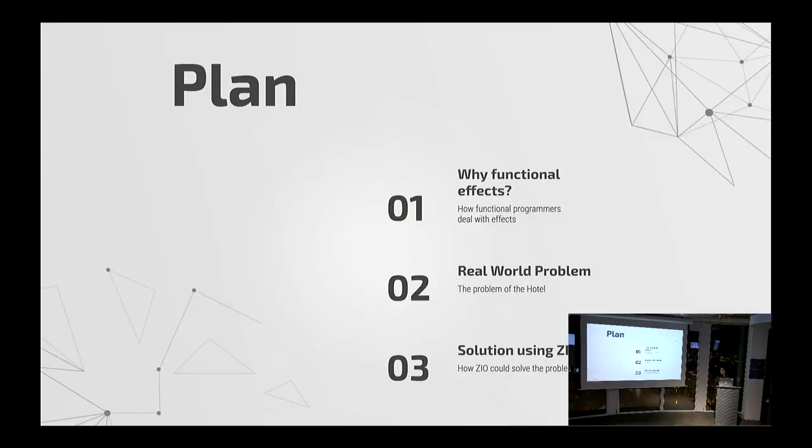So, in the beginning, I will talk about what functional programming is and why we need functional effects. What are the benefits of using functional effects? And then I will take you on a journey of a hotel that faced a real world problem that needed programmers to solve it. We will try to think functionally to solve it, and then we will use some data types built on ZIO to solve it.